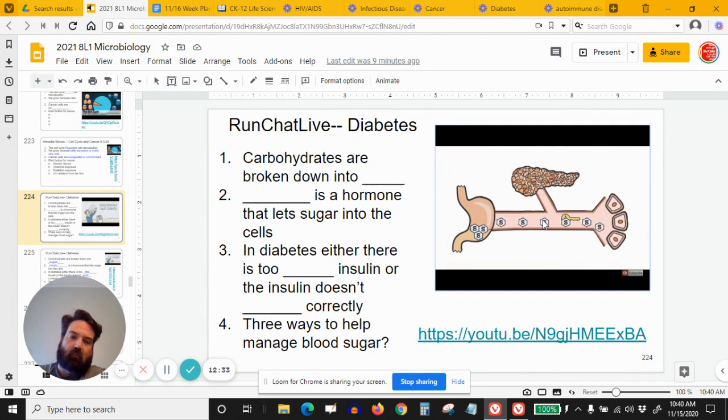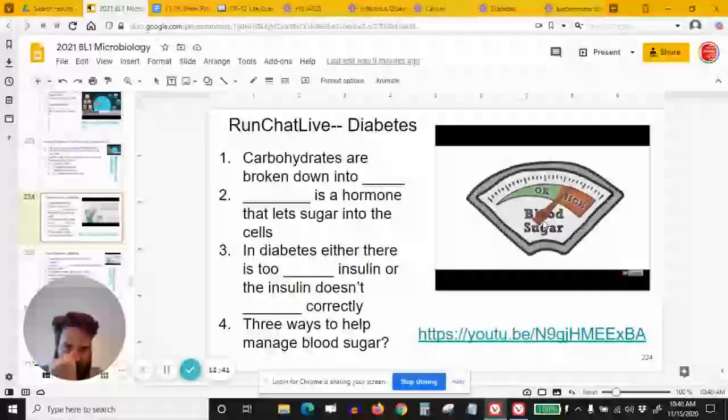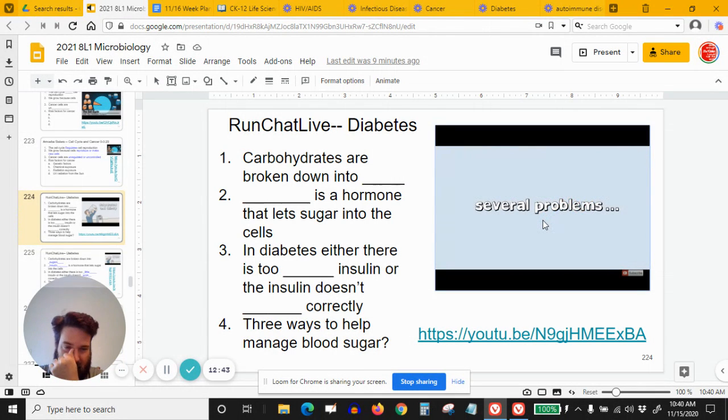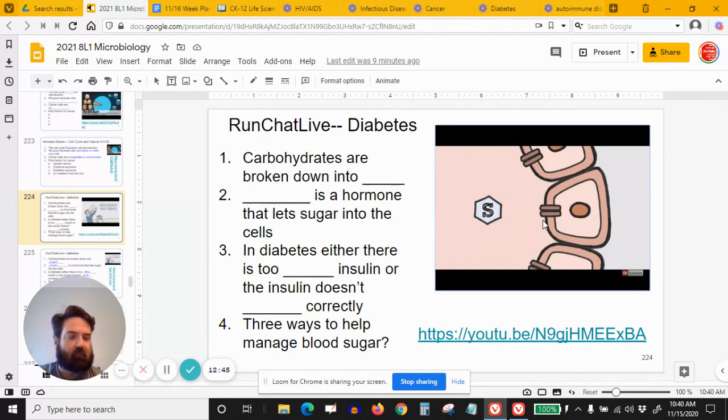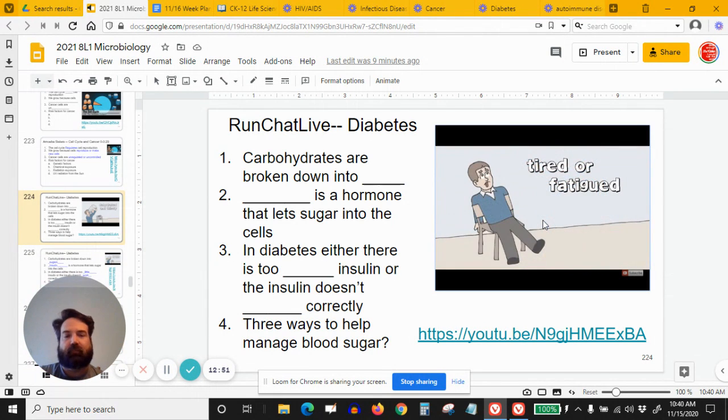In both cases, the result is the same. Cell doors remain closed, causing sugar to get backed up in the bloodstream. As a result, blood sugar levels rise. This creates several problems. Because sugars are not able to enter your body's cells, your body is not getting the fuel it needs. As a result, you may feel tired or fatigued.